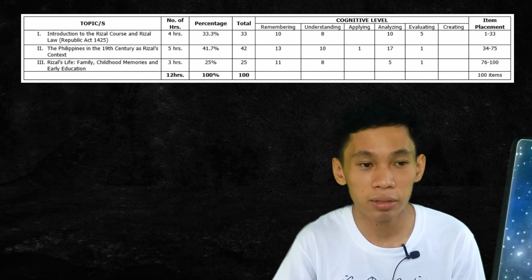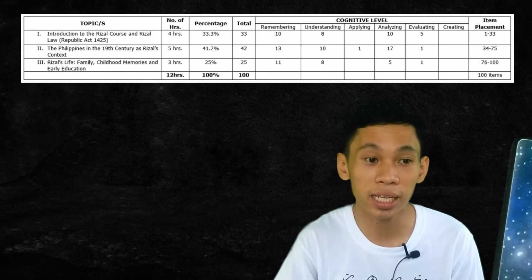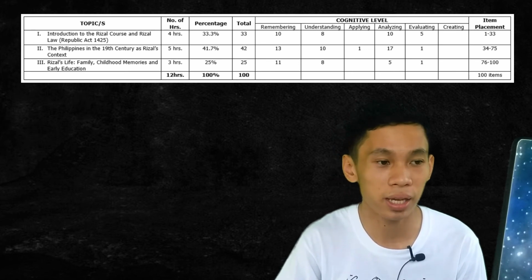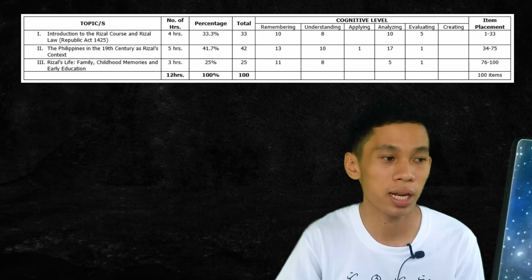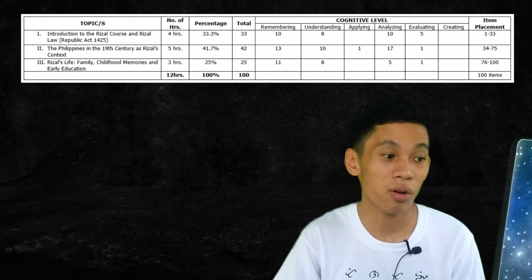Kasi, imagine, dito sa item placement, isa-isahin mo, ilalagay yung 1, 2, 3, 4, 5, 6, 7, 8, 9, 10, until 100. Okay? So, mas madali kung sunod-sunod na lang. Okay? Pero pareho namang tama. Kahit anong gawin doon sa dalawa, okay lang.